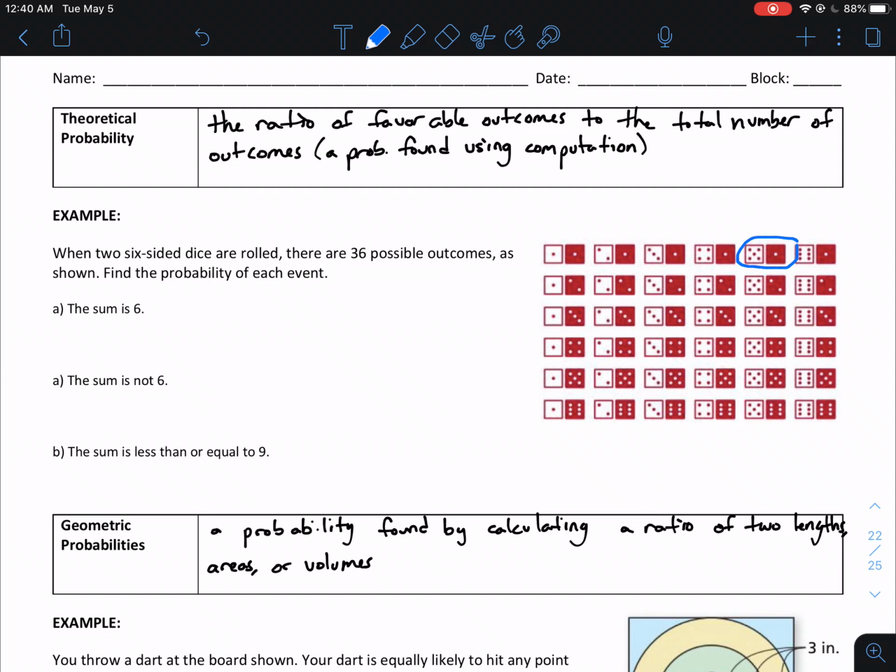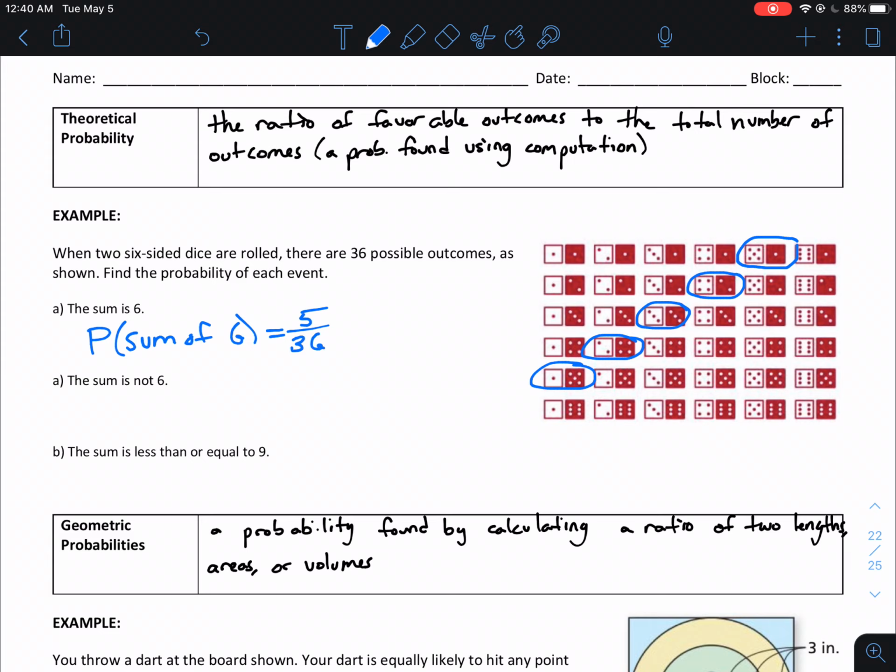The first time that happens is 5 and 1. The second time that happens is 4 and 2. The next time is 3 and 3. And you can actually just go down this diagonal to find all the different places where the probability of rolling a 6 is. So it looks like out of the 36 total, there are 5 out of 36. So the probability of the sum of 6 is equal to 5 out of 36.